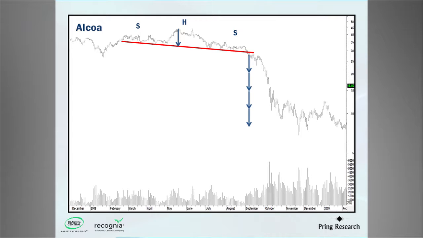This is an extension of the rule relating to the steepness of the angle of ascent or descent for trend lines that we discussed in a previous session on basic building blocks. After all, a neckline is nothing more than a special trend line.